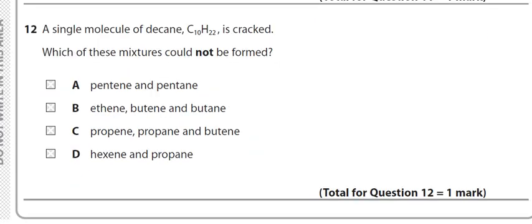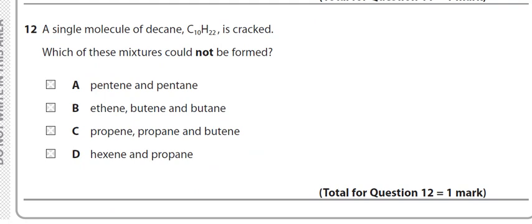A single molecule of decane is cracked. Which of these mixtures could not be formed? Let's see. Cracking is the breaking of a long chain hydrocarbon to form more useful short chain hydrocarbons, right?